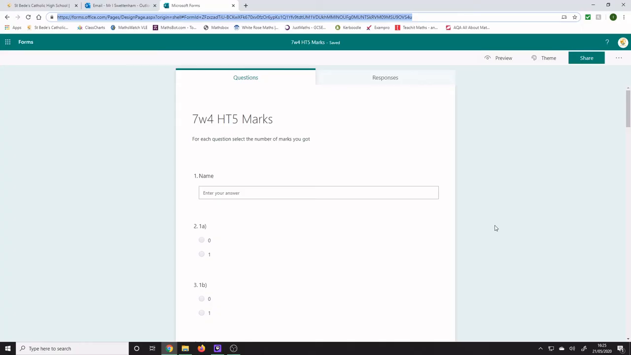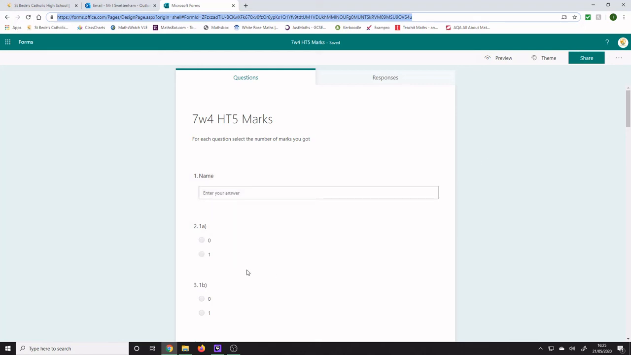Okay, so now you should have marked your test, and all I need you to do now is send me the marks you got for each question. So there is a link in the email for you to submit your answers, your marks, sorry. If you click on that link, it will open up a form that will look a bit like this. All you need to do then is, for the first question, just enter your name, please.